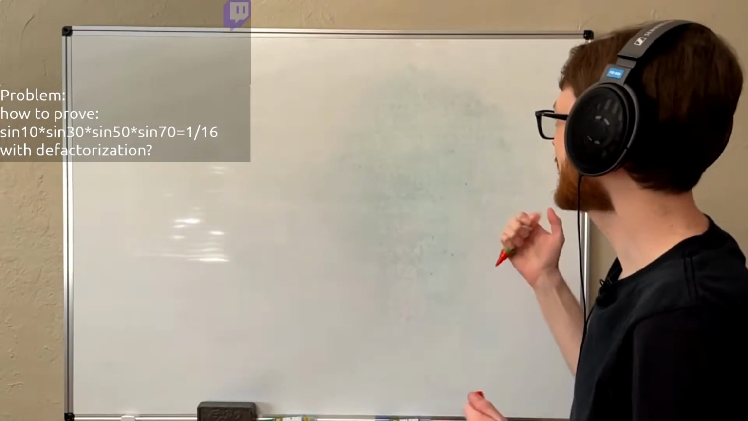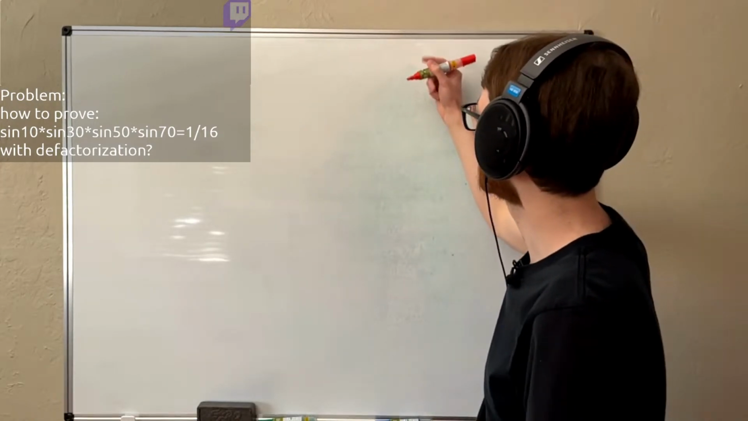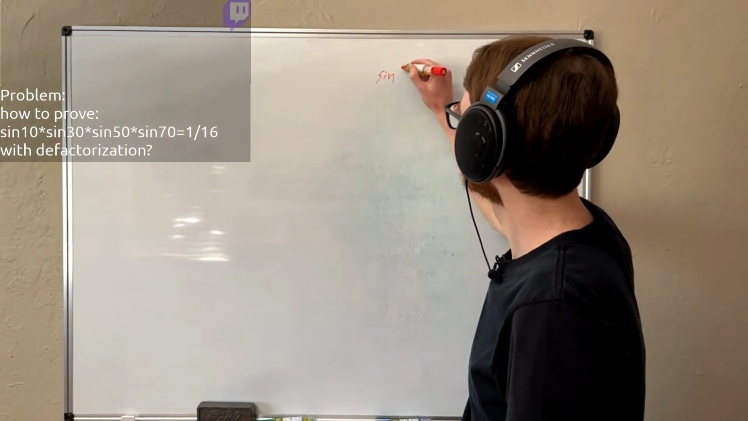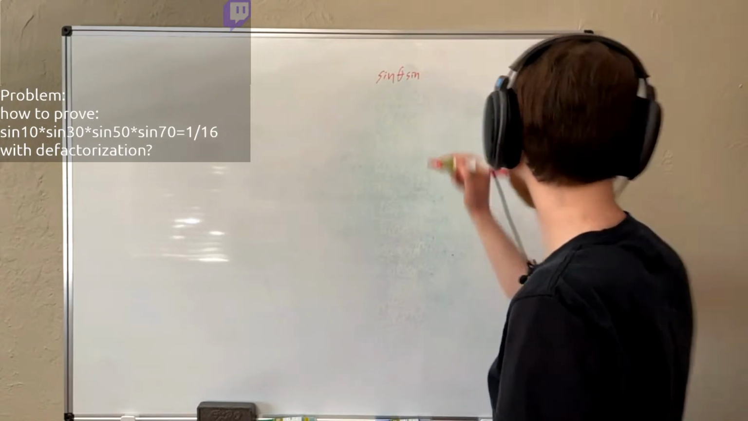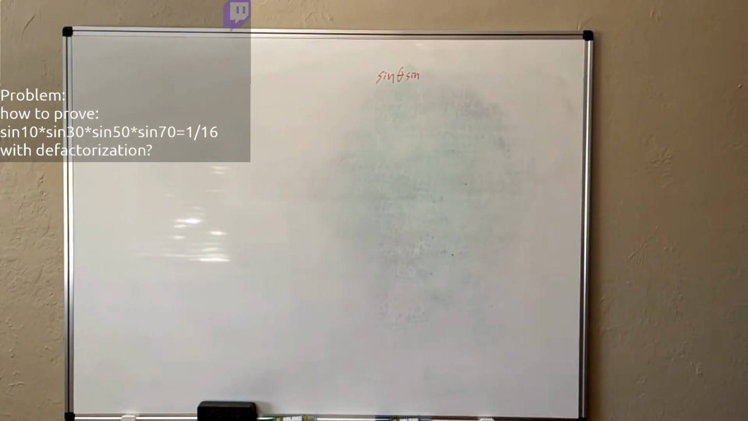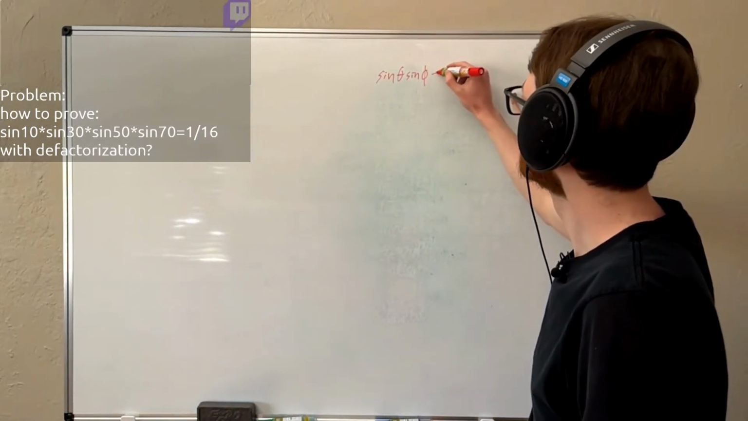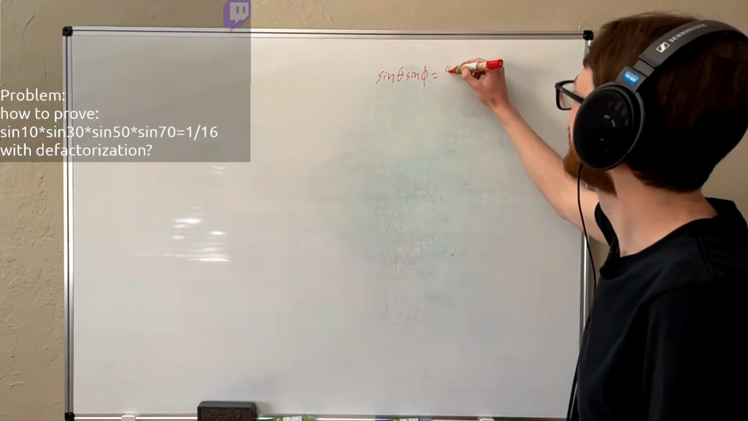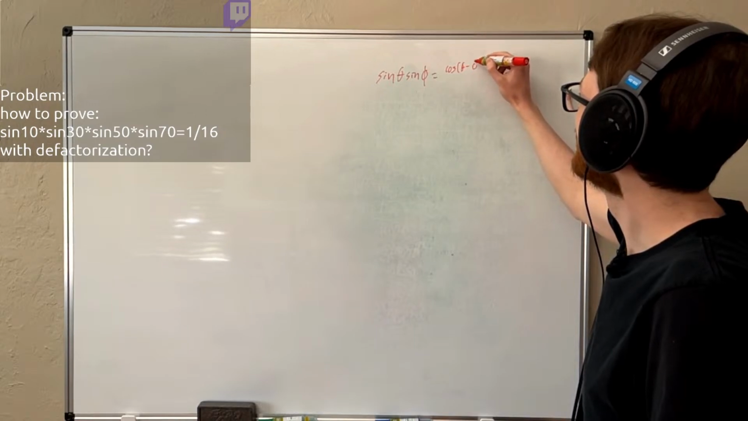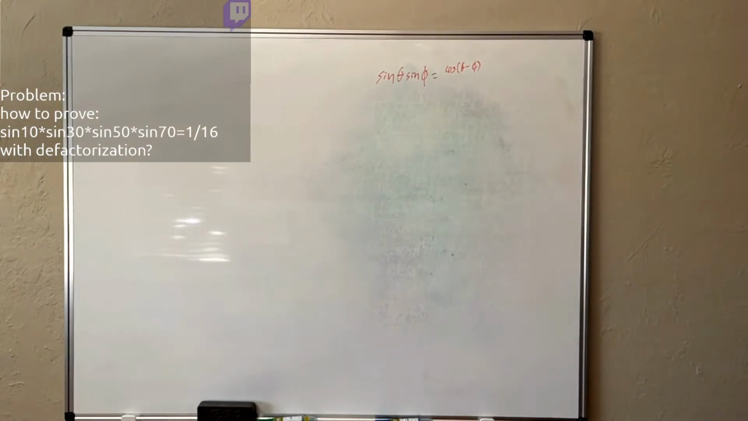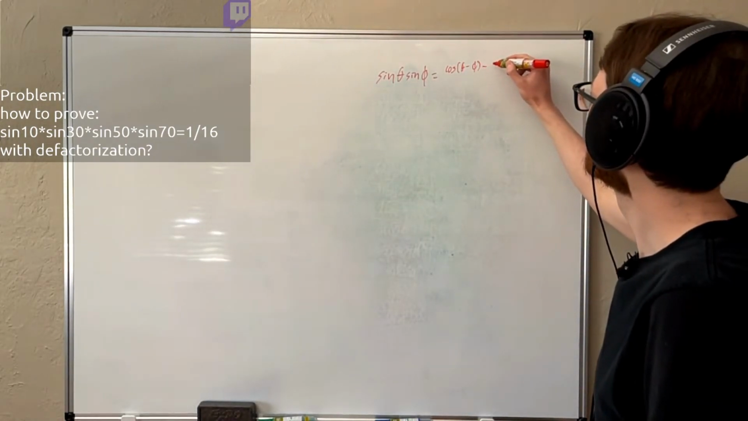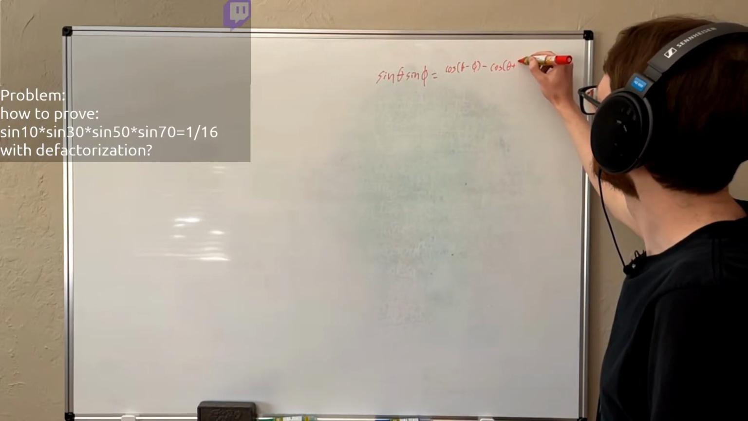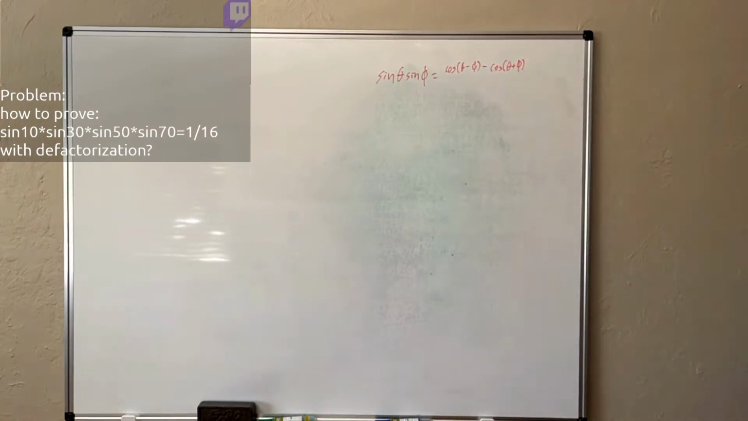All right, so let me copy down the product to sum formula. If you have sine theta times sine phi, that's cosine of theta minus phi, minus cosine of theta plus phi, over 2. Okay.